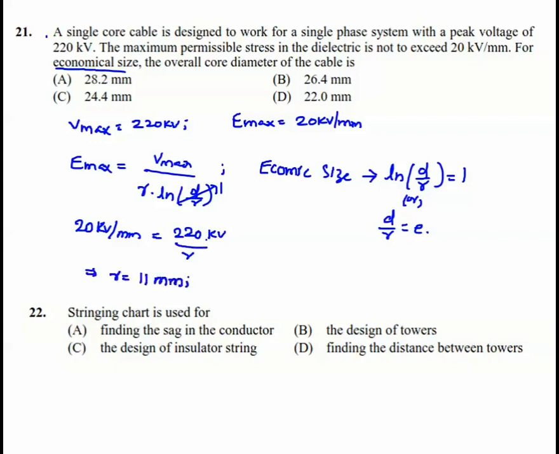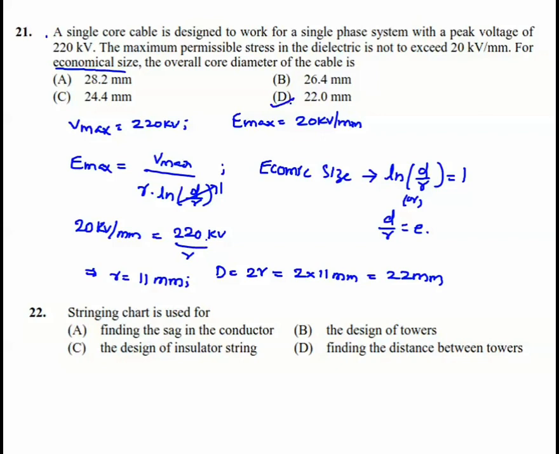In the given question, we need to find the diameter. So D is 2 times the radius. This is equal to 2 into 11 millimeters, which is 22 millimeters. And the suitable answer is option D here.